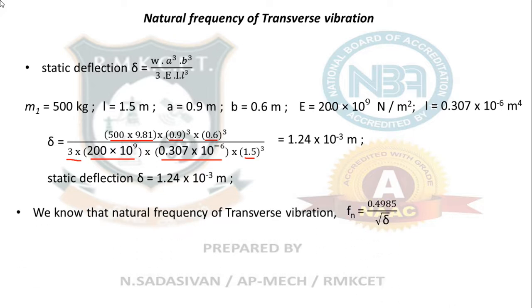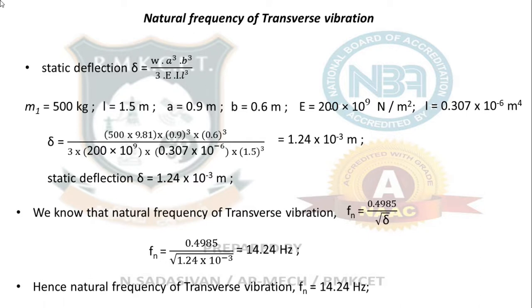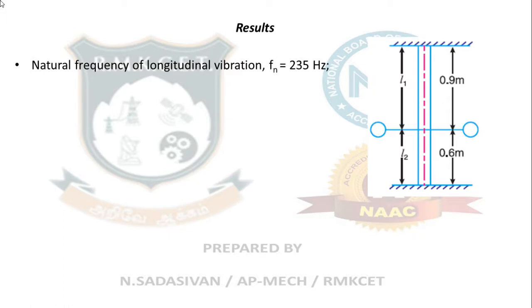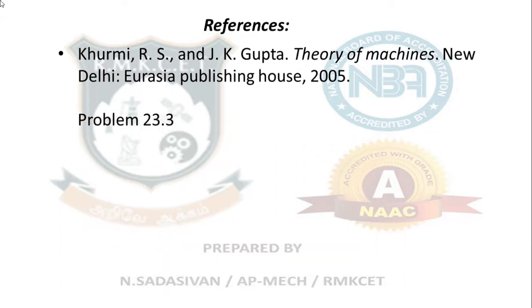Natural frequency of transverse vibration: put the deflection in, 0.4985 divided by root of deflection. Substitute that number below in the square root, and we get the answer to be 14.24 hertz. So that completes the problem. Summarizing the results: the natural frequency of longitudinal vibration is 235 hertz, and of transverse vibration is 14.24 hertz. This problem is taken from your 23.3 in the Kurmi text.